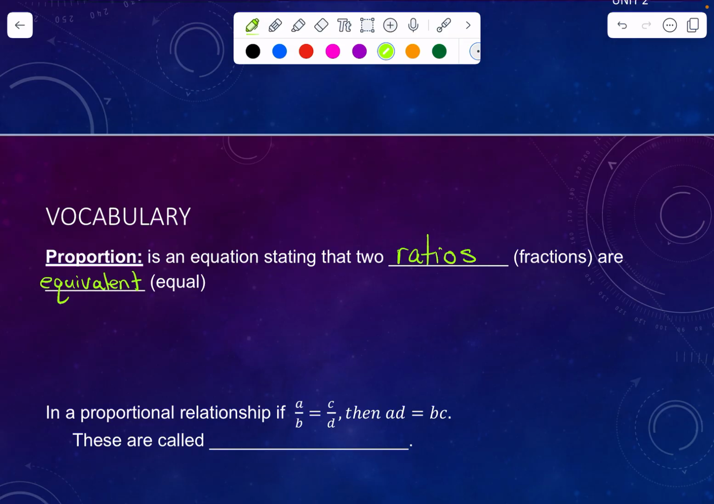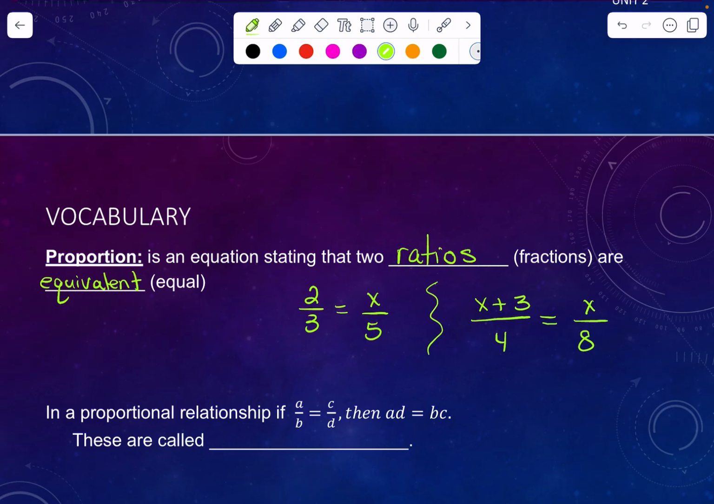Okay, so this will look something like this. It might say like 2 is to 3 as x is to 5, something along those lines. It can be a little more elaborate. They could even do something like x plus 3 is to 4 as x is to 8. That's what a proportion looks like. Two ratios, two fractions that are equivalent to each other.